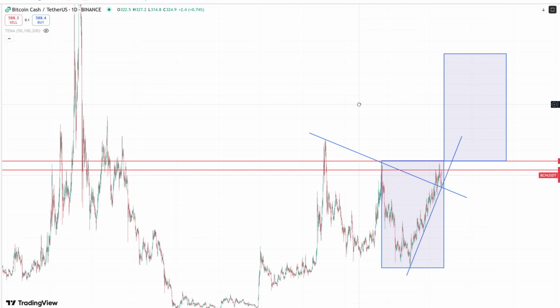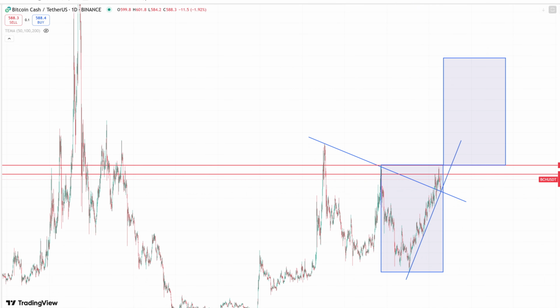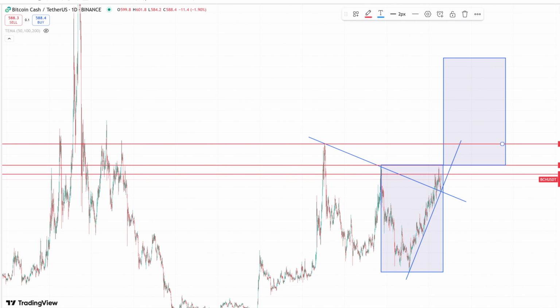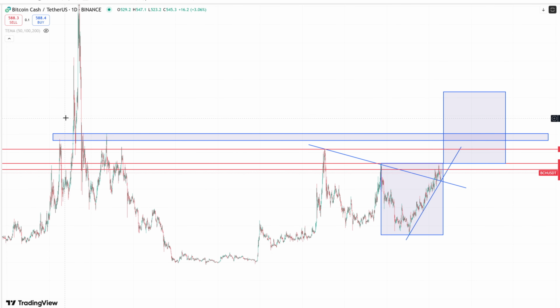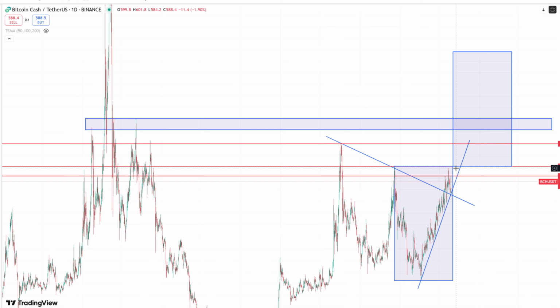And let's also quickly have a look. Yeah, we have a lot of resistance in this rectangle. You can see we have this one right here. We have some sort of area in here, and then we have a lot more resistance to the upside right here. So very likely, even if we do the breakout right here, this rectangle won't be easy.